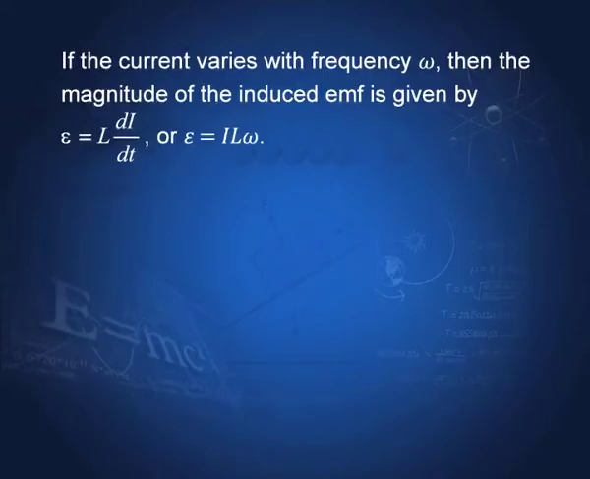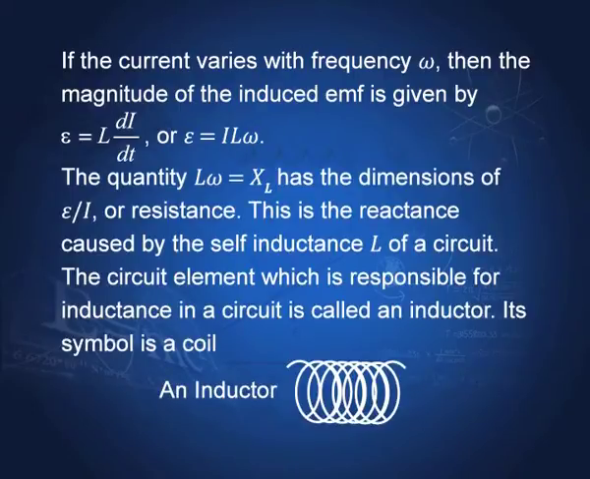If the current varies with frequency omega, then the magnitude of the induced EMF is given by epsilon equal to L times dI by dt, and dI by dt is I omega. Therefore, epsilon is L times I times omega. This quantity L omega you can see is epsilon by I or V by I. So, this has the same significance as resistance. Therefore, this is known as the reactance of the inductor, X L, which is equal to L omega.